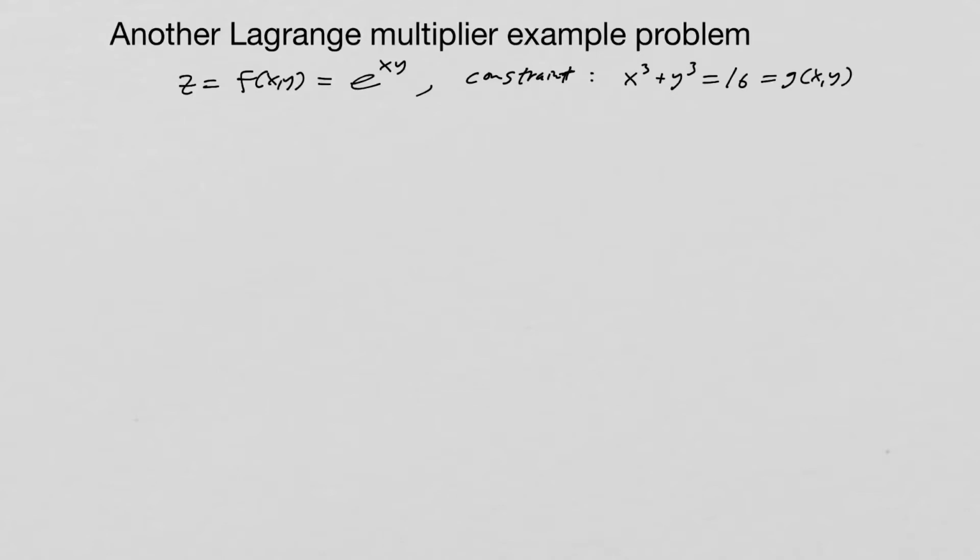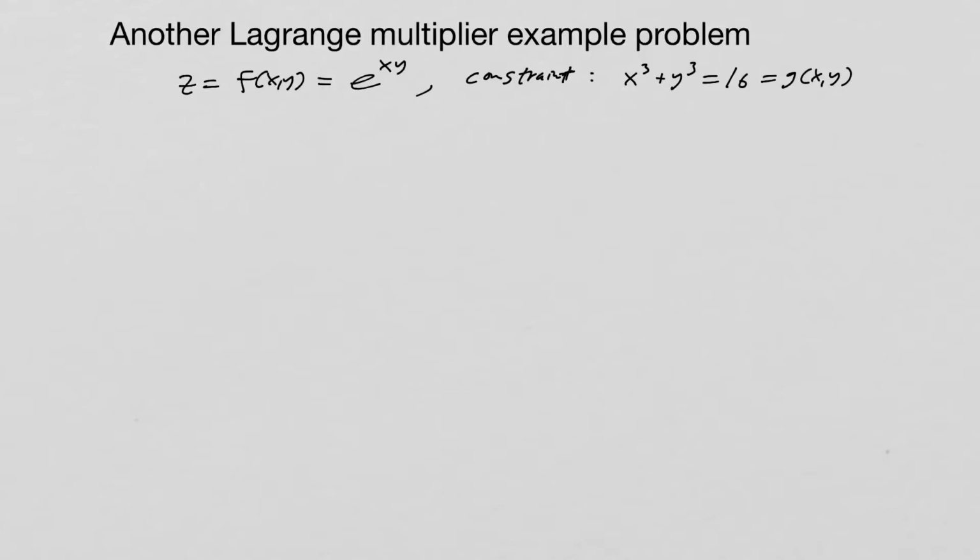Hello and welcome. Today we're going to do another Lagrange multiplier example problem. So let's do it really quick. We have z equals f of x comma y, and that's going to be equal to e to the x times y. And the constraint is going to be x to the third plus y to the third is equal to 16. Okay, and that's going to be g of x comma y right there. All right, so let's sort this one out.